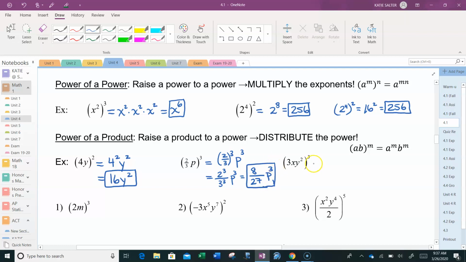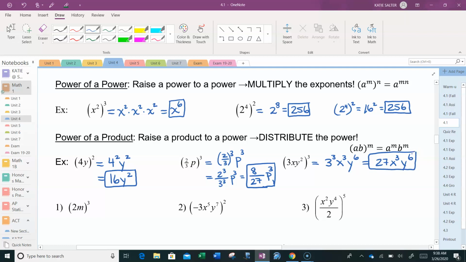All right, and then we have our last one here. So if we distribute that power, that's 3 cubed, x cubed. But when we get to the y, there's already a power there. So that's where we have to use the rule that we just learned. When we raise a power to a power, we multiply our exponent. So that's y to the 6th power. And then, of course, we always want to clean up our coefficients. So that would be 27 x cubed y to the 6th power.